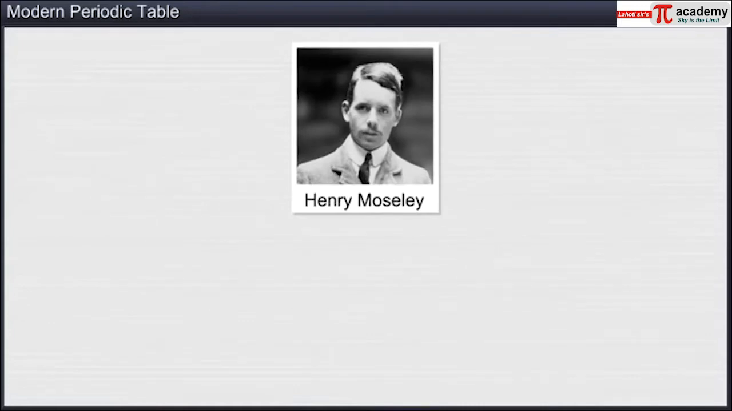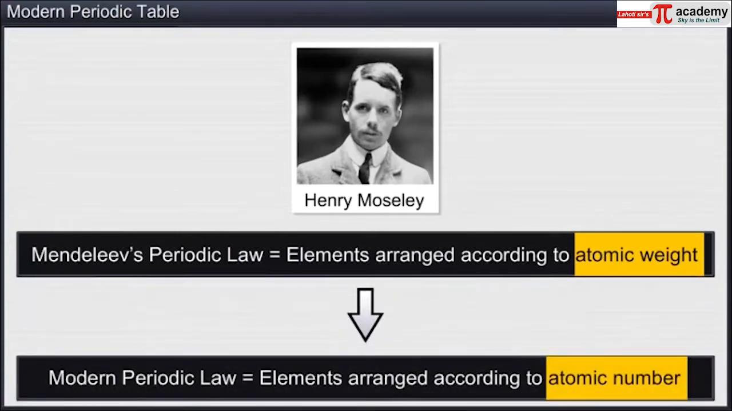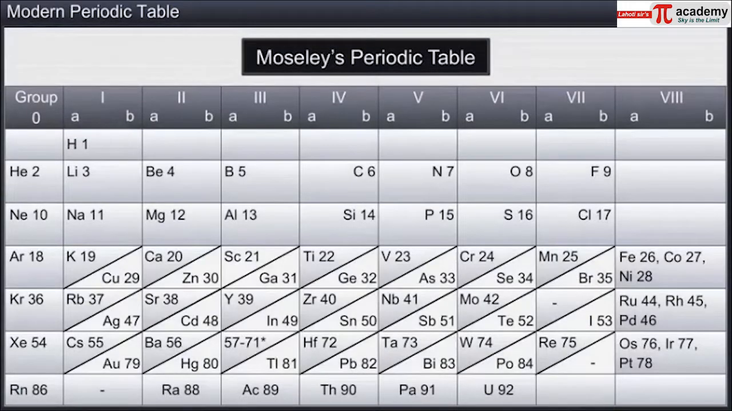Using Moseley's revelation, Mendeleev's periodic law was modified to the modern periodic law. According to the modern periodic law, the physical and chemical properties of the elements are periodic functions of their atomic numbers. This means that if the elements were arranged in order of their increasing atomic numbers, elements with similar properties would repeat after certain regular intervals.